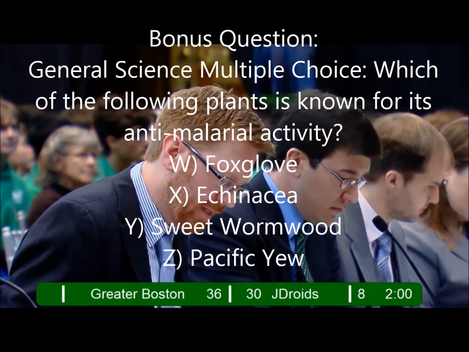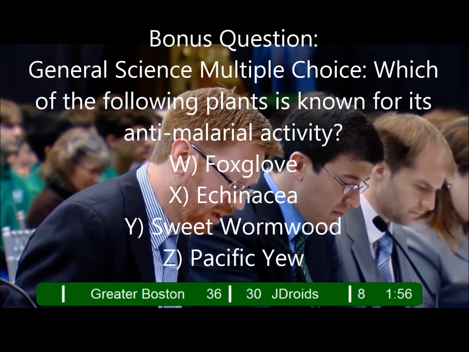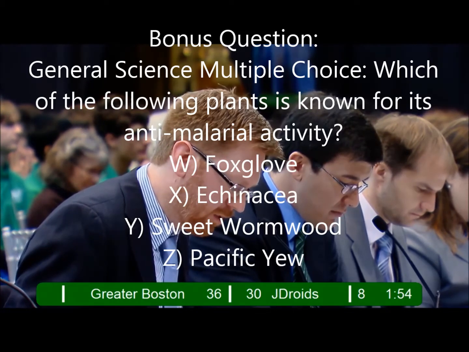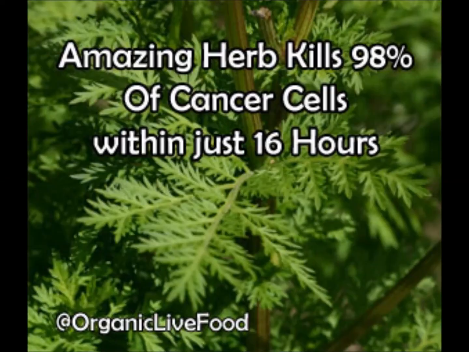Bonus question, general science multiple choice. Which of the following plants is known for its anti-malarial activity? W, foxglove. X, echinacea. Y, sweet wormwood. Z, Pacific yew. Perhaps you would have known foxglove causes poisoning, and along with echinacea is a flower which rarely would treat an illness. But if not, I don't blame you.